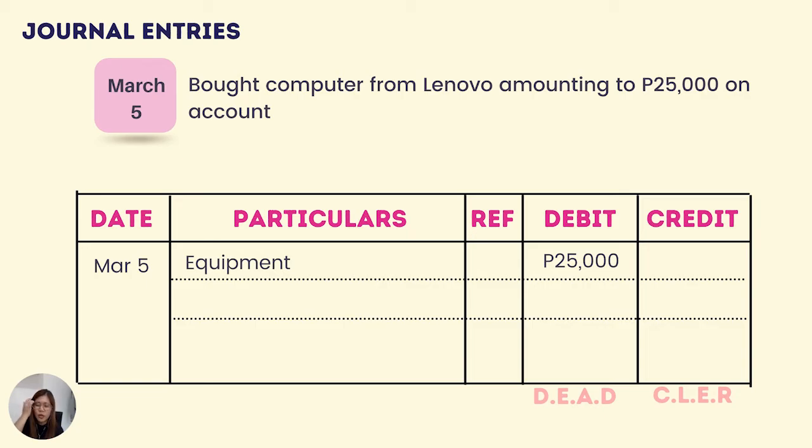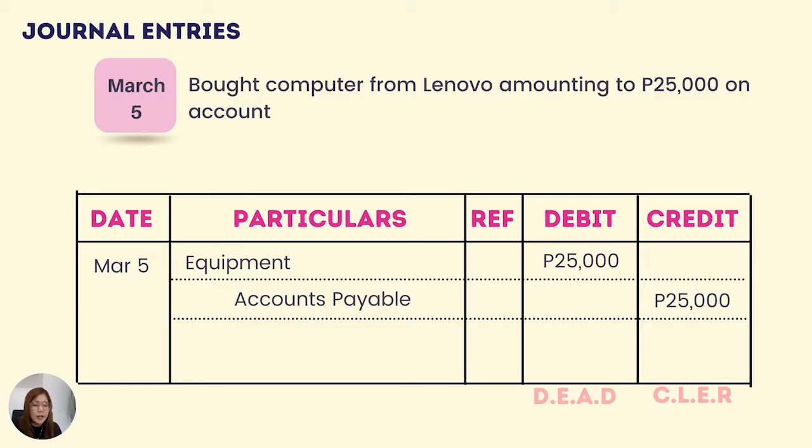And in exchange of computer, ano ba ang nawala sa company? Since we bought equipment on account and not on cash, it means na walang nawala sa company na cash. Tama? Pero may nadagdag. Since on account siya, it means may nadagdag na utang. Therefore, the other affected account is liabilities. And the appropriate account title for that is accounts payable.